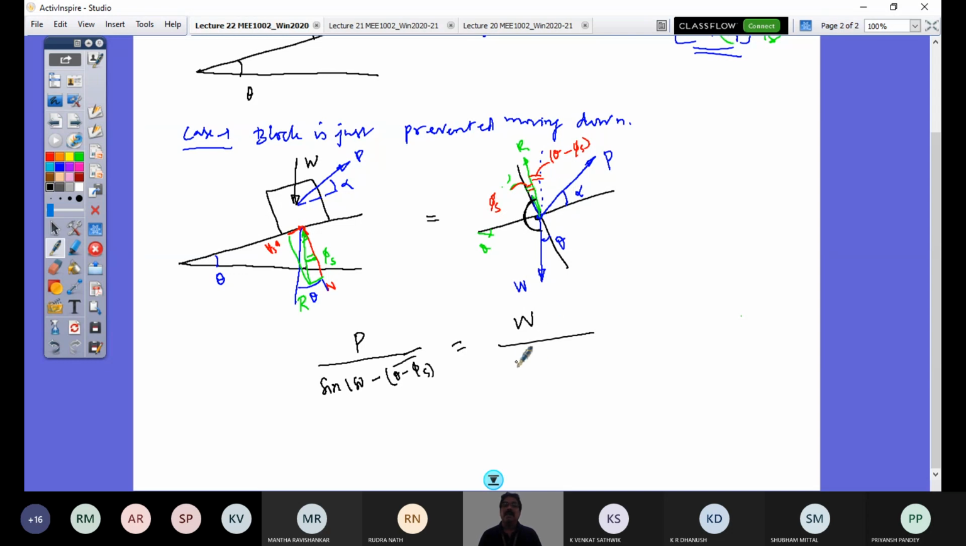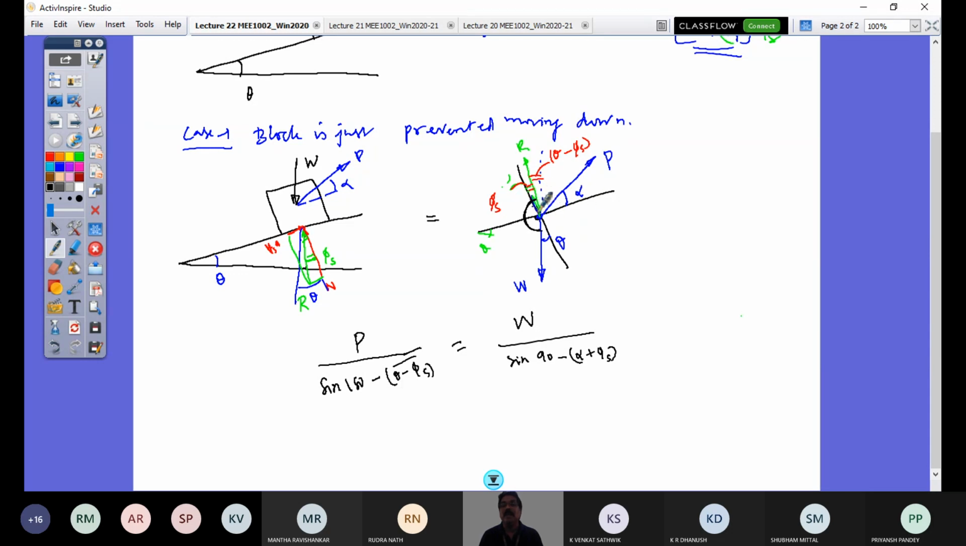What do I get here? Sine 90 minus alpha plus phi. Let me explain if you do not get. 90 minus alpha plus phi. So 90 degrees here is this total. In this, alpha is there and phi s is there. So both should be subtracted.